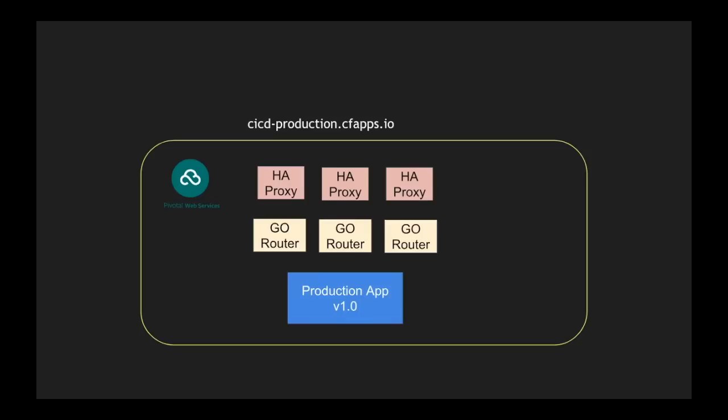Underneath the HA proxy lies the Go router. The Go router has the mapping of the CI/CD production with the production app version 1.0. The Go router has internal mappings of where the production app version 1 is deployed, on which port it is running, and what is the mapped URL or the route. So we call it a route.